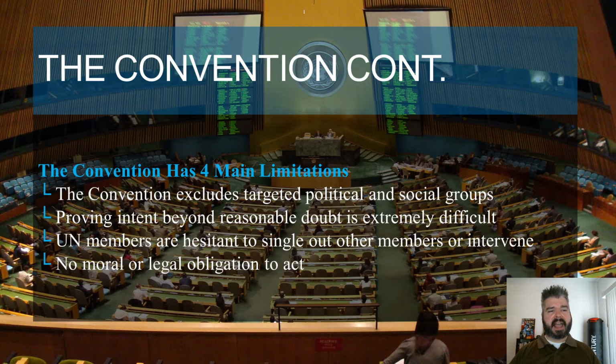And there are, in fact, some limitations to this convention, right? Note, again, it excludes political and social groups. This is problematic because, with this UN convention, if you kill a social group, well, that's not genocide by the convention, right? So this is problematic. Proving intent beyond reasonable doubt is extremely difficult. This is a downside of the convention, because proving legally beyond reasonable doubt, okay, that is hard to do.